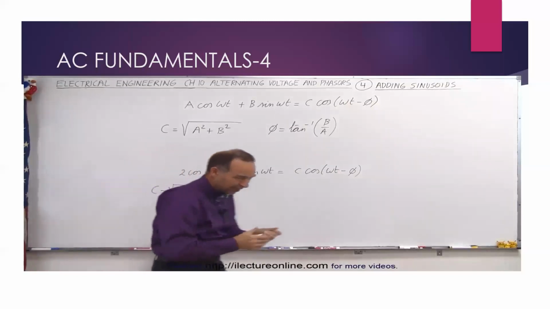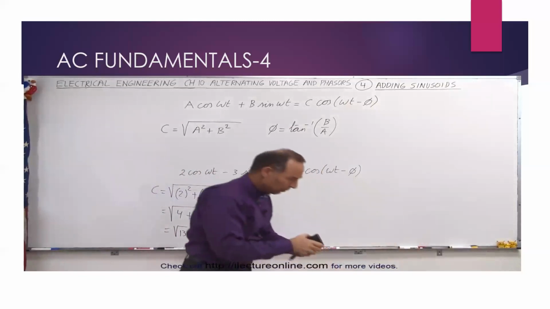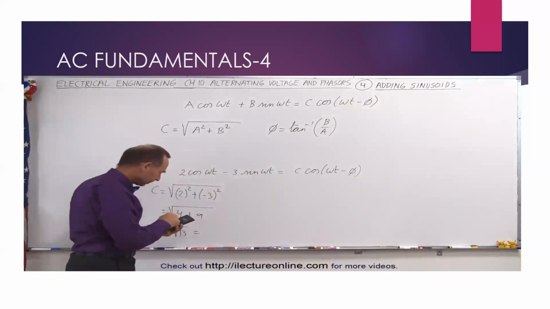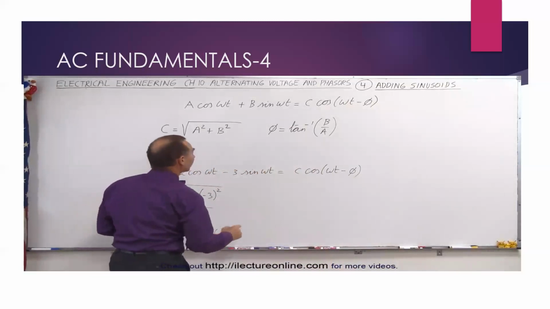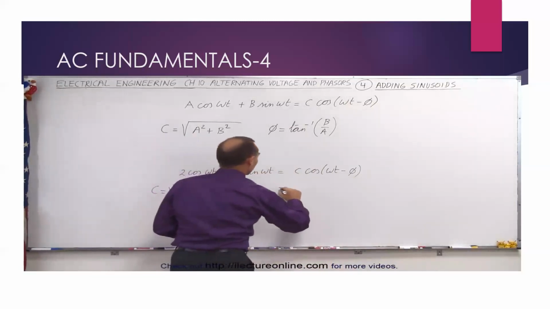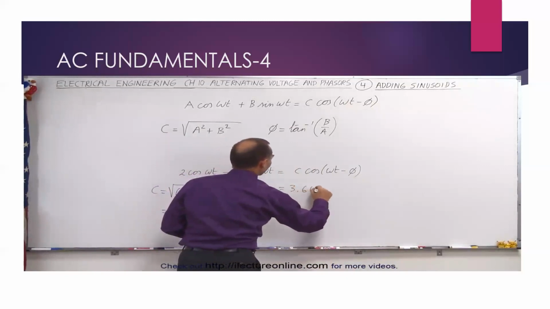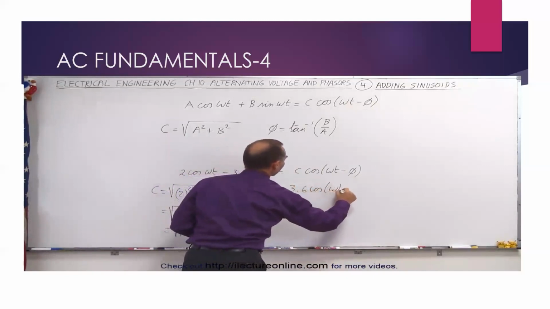And of course, if you want a decimal number for that, square root of 13 would be 3.6. This would be equal to 3.6 times the cosine of omega t.